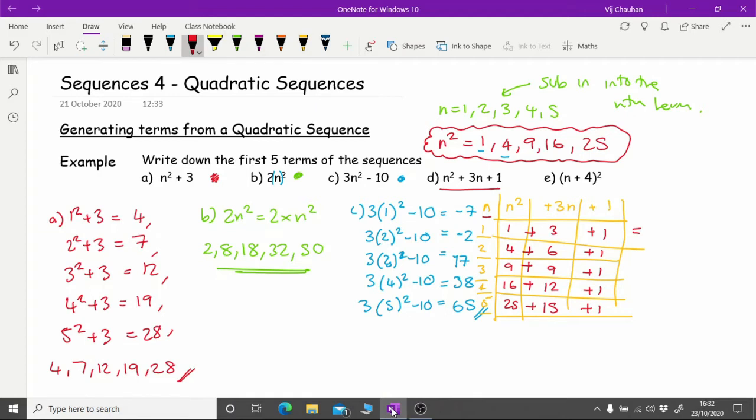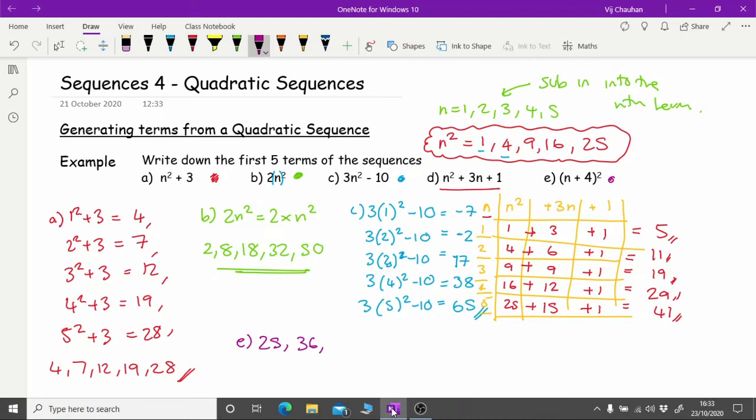Then finally for E, which we will do in purple. Now again, with algebra, when you see brackets, the very first thing you tend to do is expand it, and that's usually 9 out of 10 times what you should do first. For this, it just makes our life a little bit easier if we do it mentally. So here we're going to do 1 plus 4 and then square the answer. So 1 plus 4 is 5, squared gives me 25. 2 plus 4 is 6, squared gives me 36. 3 plus 4 is 7, squared is 49. 4 plus 4 is 8, squared gives me 64, and 5 plus 4 is 9, squared gives me 81.